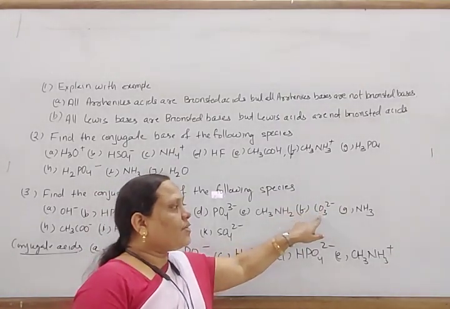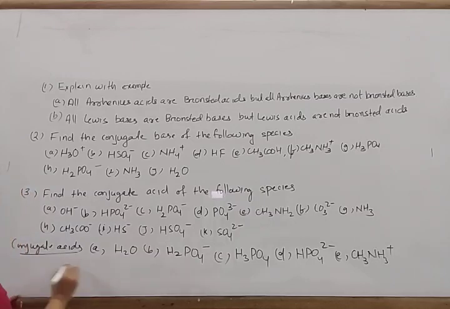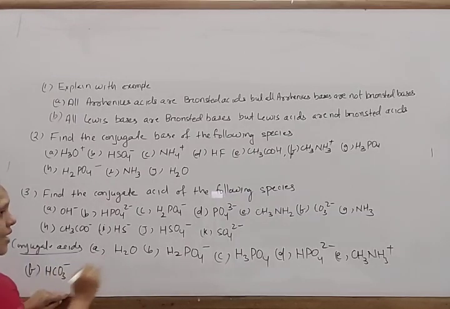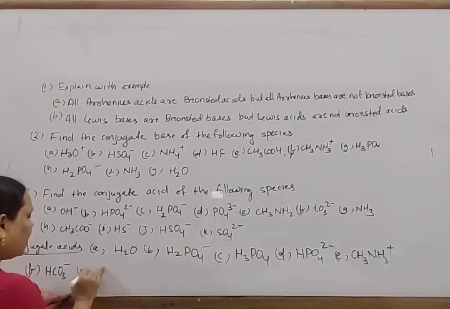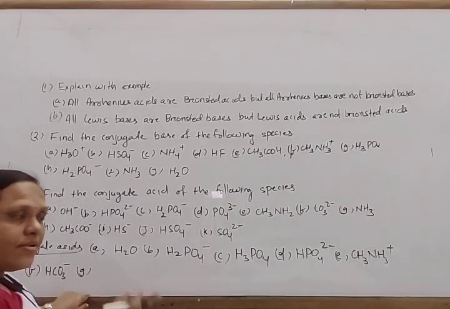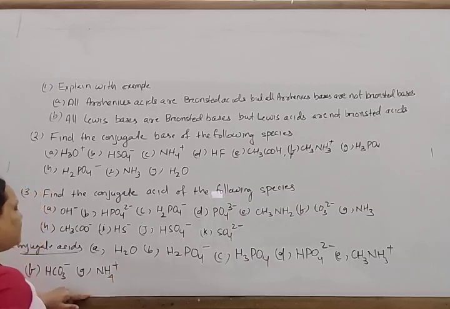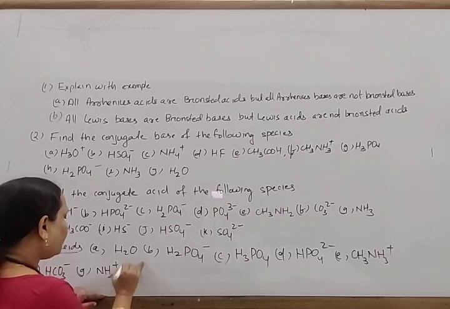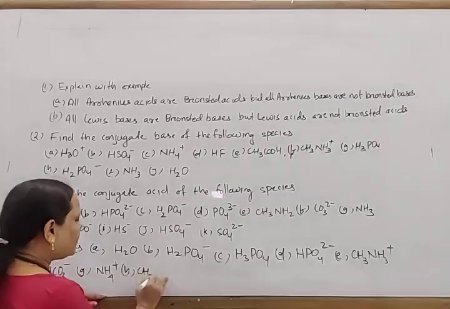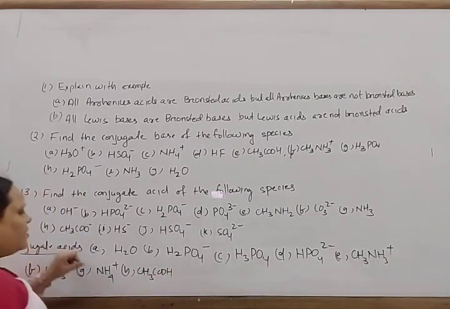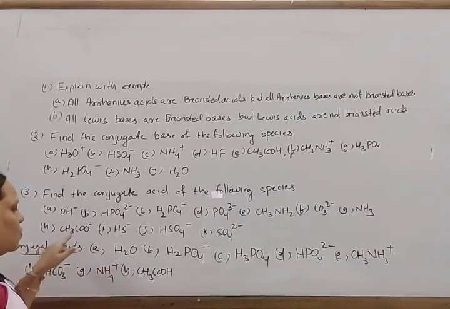Then given the carbonate ion. This carbonate ion, if you add 1 H plus, then the formula is HCO3 minus, bicarbonate ion. Given that is NH3. To this NH3, if you add H plus, then the formula becomes ammonium ion, NH4 plus. And acetate ion, CH3COO minus. To it, if you add an H plus, it will be CH3COOH. This is the acetic acid, this is the conjugate acid of acetate ion.